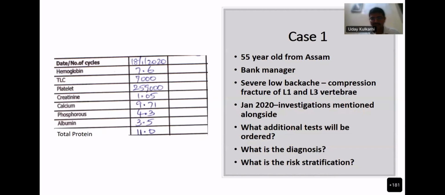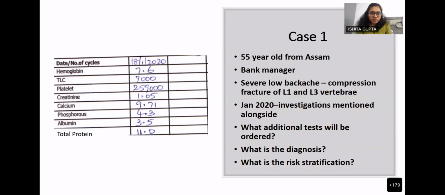Yes, sir. Case 1: 55 years old, from Assam, bank manager, with complaints of severe low backache, compression fracture of L1 and L3 vertebrae. Investigations done in Jan 2020 show hemoglobin is reduced, there is an increase in the total protein, and calcium is mildly increased. The total protein is 11 and albumin is only 3.3. There is an A by G reversal. So what additional tests would you order?